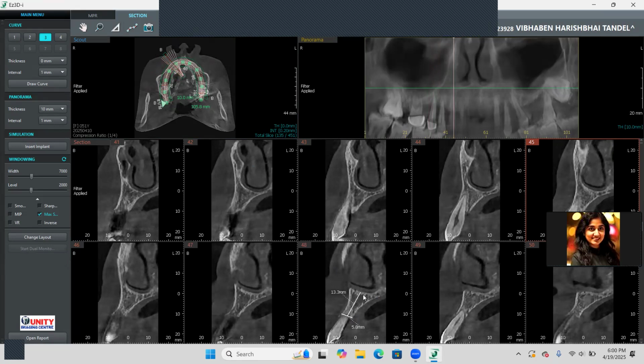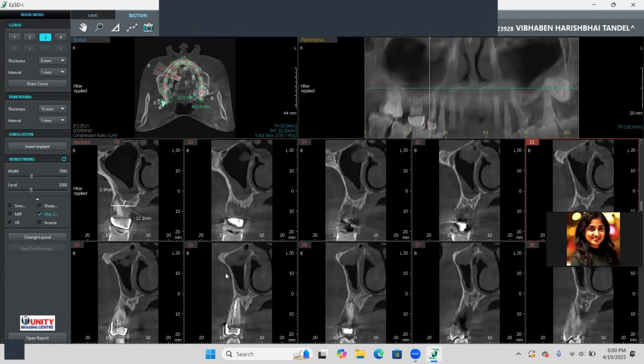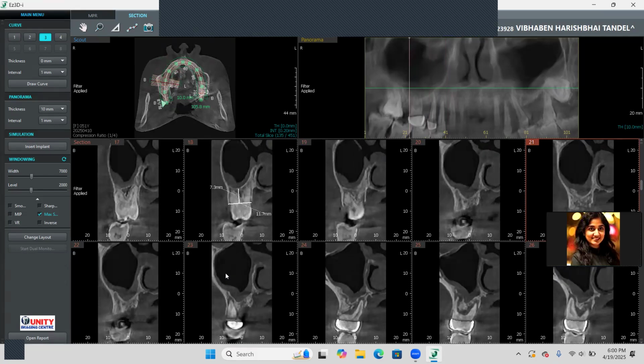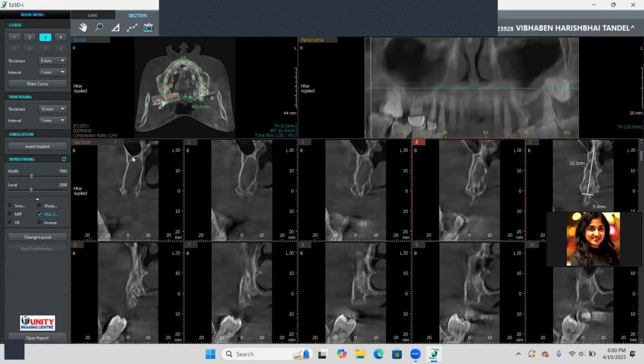We keep the angle of the longitudinal measurement as per the angle of the tooth or in the center of the buccal and the palatal plate of bone. And then for pterygoid region, we go backward. And this is how I have already measured.